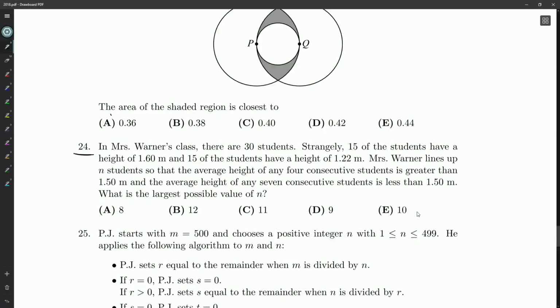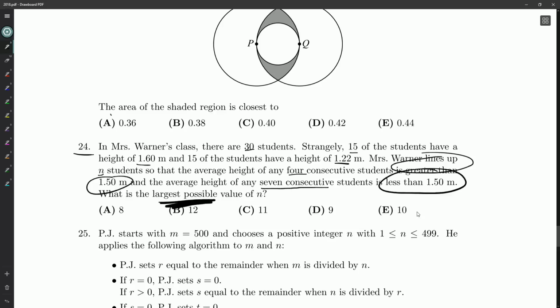In Mrs. Warner's class, there are 30 students. Strangely, 15 of them have a height of 1.6 meters and 15 of the students have a height of 1.22 meters. Mrs. Warner lines up n students. I'm going to guess we have to figure out what n is, so that the average height of any 4 consecutive students is greater than 1.50 meters, and the average height of any 7 consecutive students is less than 1.50 meters. What is the largest possible value of n?